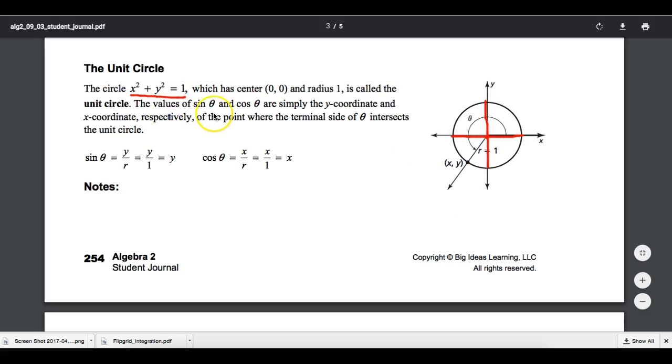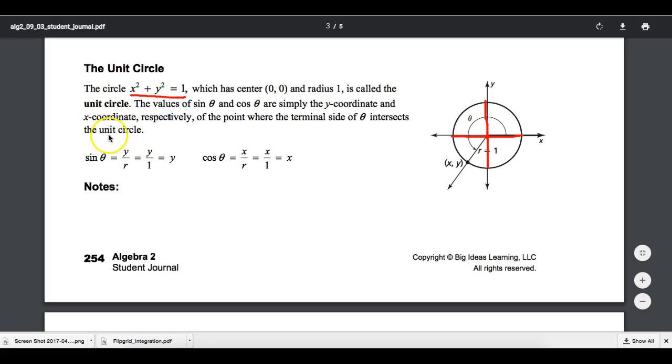So in this case, the value of the sine and cosine of any angle theta inside of our unit circle are simply the x and y coordinates. The sine value is just our y coordinate of any point, and the cosine is just the x value.